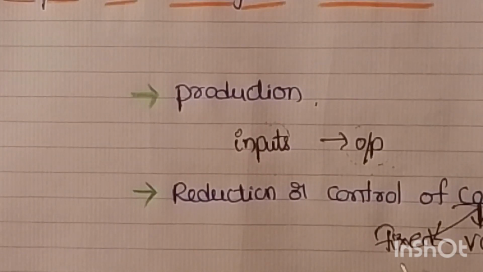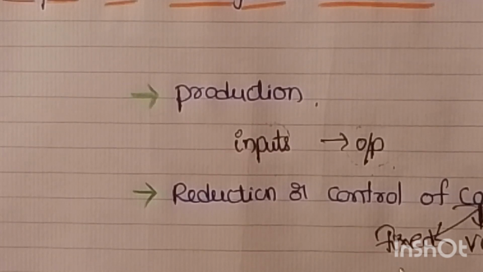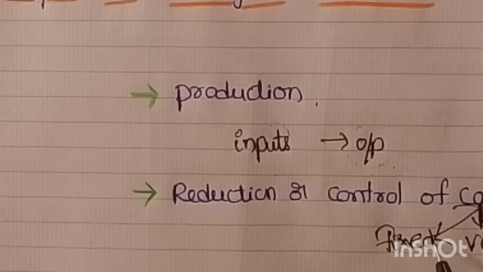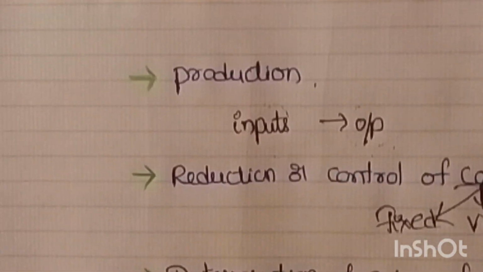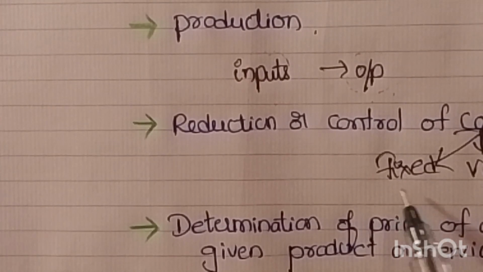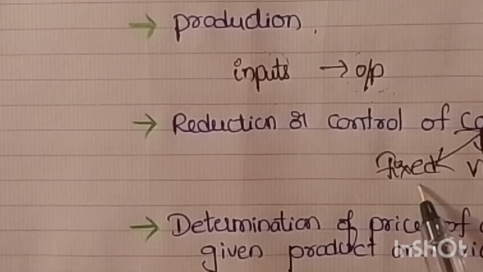So fixed cost is a constant. Suppose salaries of employees, rent for a factory, so these are fixed. These do not change according to the output level. Suppose the output is increased or decreased, it does not matter, we need to pay these expenses.